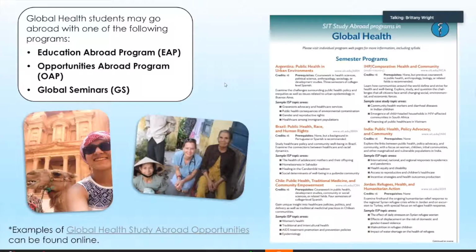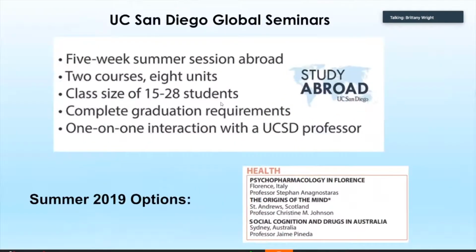And then we also have what are called global seminars, and these are opportunities that are 5 weeks during the summer with a UCSD faculty member, and you receive two course credits for this. It's usually with a pretty small group of 15 to 28, and you get to work one-on-one with a UCSD professor.